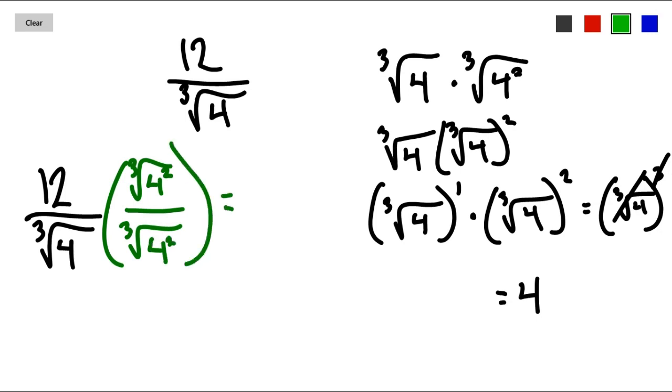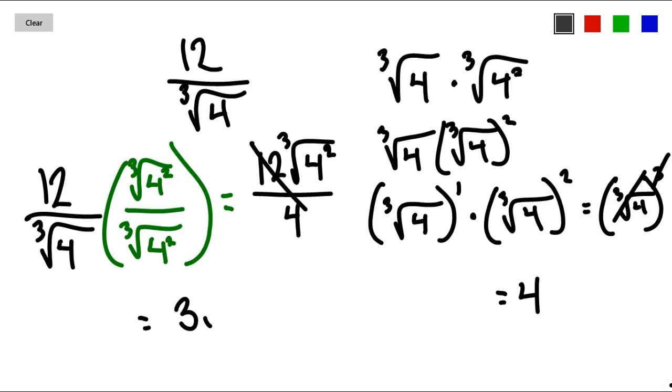And what this is going to do, it's going to give me 12 times the cube root of 4 squared on the top. And from what I just showed you over to the right, the bottom is just going to be the number 4. 12 over 4 reduces to 3. So what I'm left with is 3 times the cube root of 4 squared.